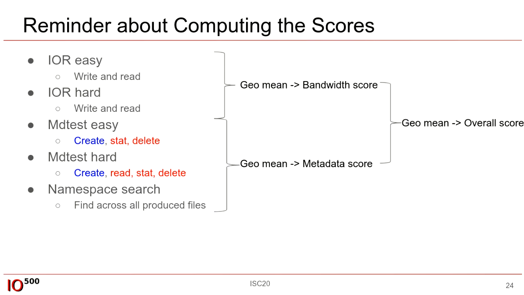Just a little reminder, as we like to do, about the way that the score is computed. We've got the four IOR phases, and we do the geometric mean to combine those into a bandwidth score. We've got the three MD test easy phases, the four MD test hard phases, just like easy, but because hard has a little bit of data in there, which gets written during the create phase, we also do a read of those small files. And then we do the namespace search, which is searching across all of the produced files. Those eight metadata rates are then combined using geometric mean again into a metadata score. And then we take the geometric mean of the bandwidth and the metadata to create the overall score.